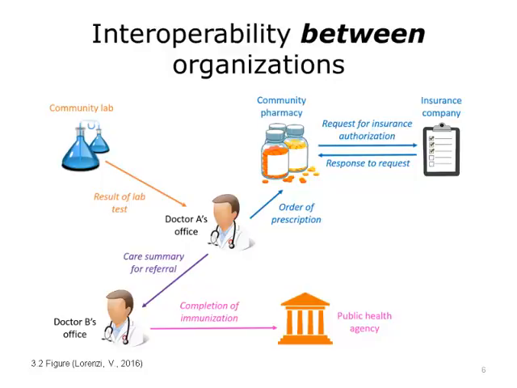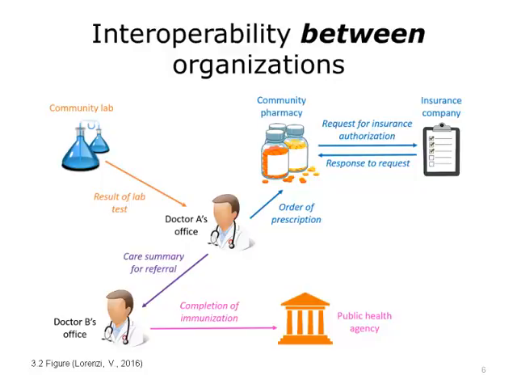Now, let's look at interoperability between organizations. This is a diagram that shows numerous organizations and systems. Let's start at Dr. A's office, which has an EHR. Dr. A may write the patient a medication prescription. That prescription would be electronically sent to the community pharmacy. At the community pharmacy, they need permission to fill this medication and authorize its payment. They send a request of authorization to the insurance company. The insurance company responds with an approval of that authorization.